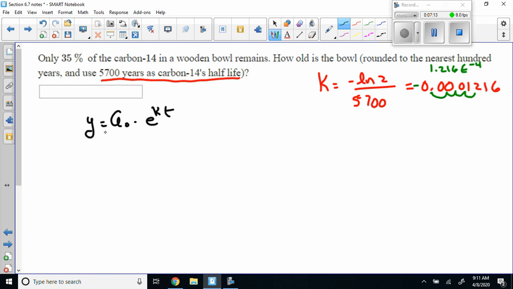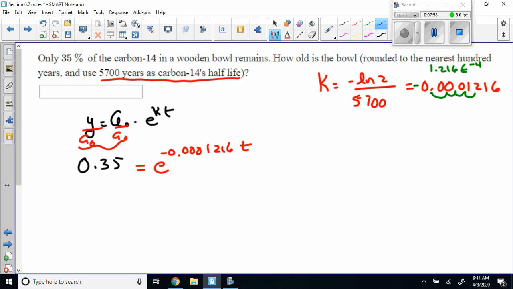Well, 35% meant that the ratio between what you had and what you started with was what was left. Only 35% of the remaining. So the ratio of y over a sub 0 is 35%. If you do that, this is going to give me 35%, which is 0.35 equals e to the negative 0.0001216 t.